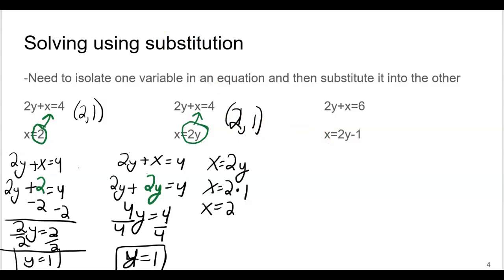So this last one's asking us where we see x to put this. So notice how on all these I have a variable value by itself, so I basically know the exchange rate, is what I like to call it. So wherever I see an x, I'm going to put a 2y minus 1.